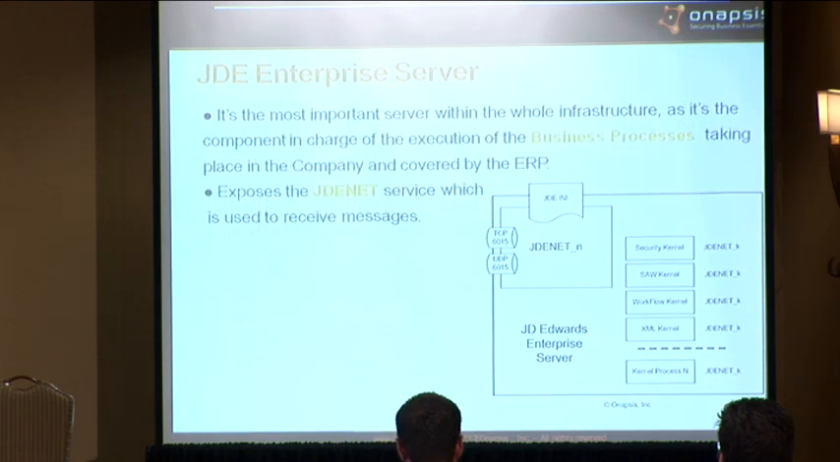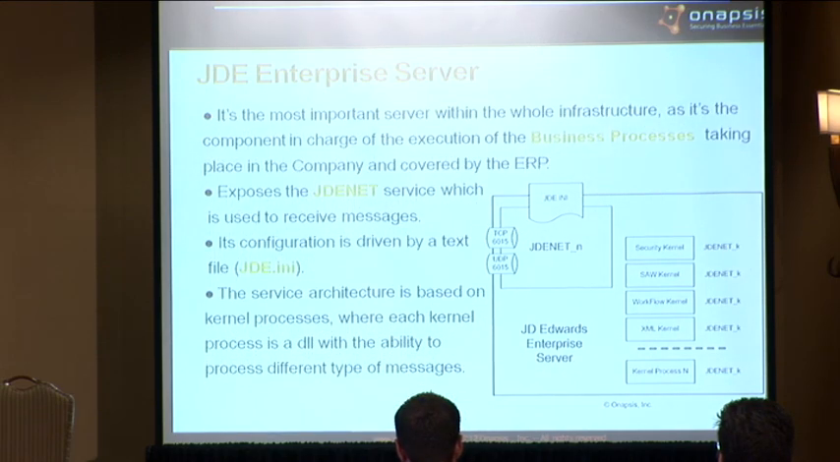So this is how an enterprise server looks like. Basically, you have a dispatcher, one process that is receiving all the queries, all the connections in the JDE Net interface. And then you have kernels. These kernels are customizable by the client. He can configure the number of kernels he wants. He can enable or disable kernels depending on the function of the enterprise server. You can have 1, 2, the number of kernels that you want to enable.